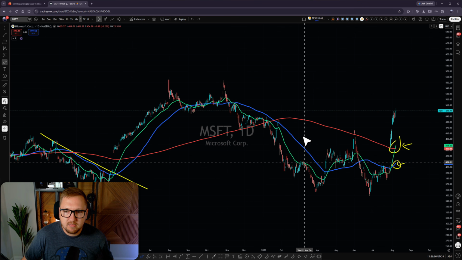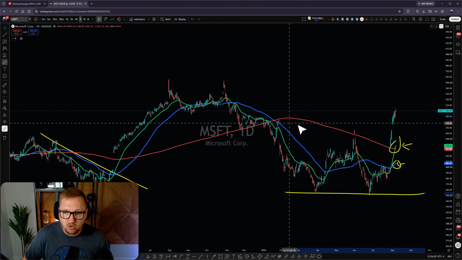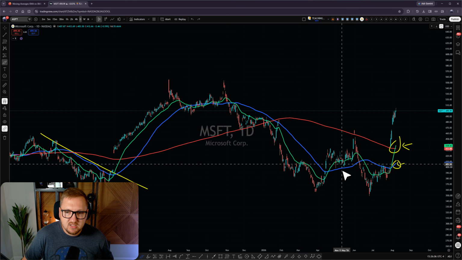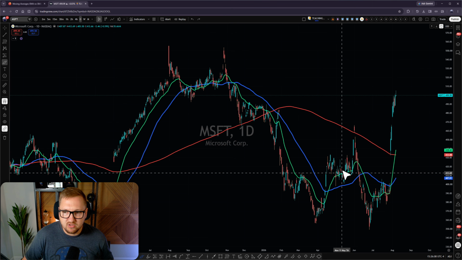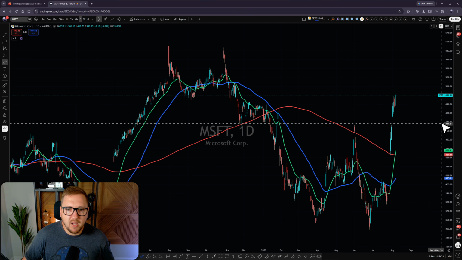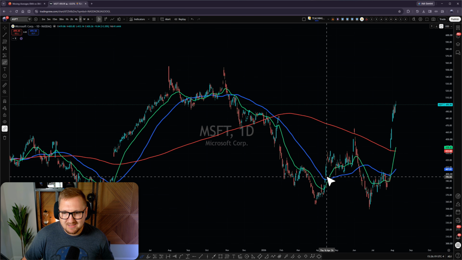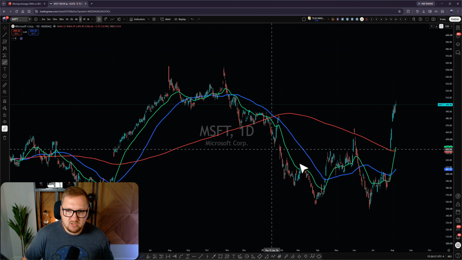And so, something like Microsoft, it got really far away from its 200 moving average. This is also why I say dollar cost averaging is your friend. Consistently buying in a stock biweekly or monthly, over months, and building out your position is the best way possible.